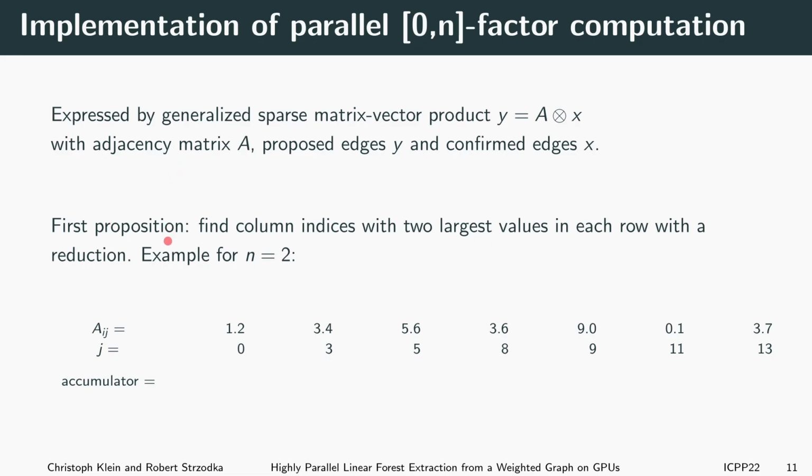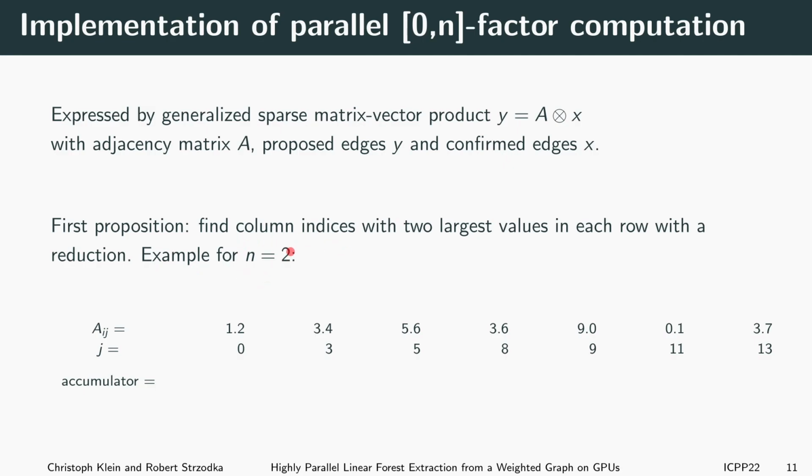of this iterative proposing process. So each vertex proposes along its two strongest edges. So we must find in this adjacency graph the two strongest coefficients and where they come from. So we need to find the column indices of these two largest values in each row. And yeah, a sparse matrix vector product is nothing else than a reduction along these matrix rows.